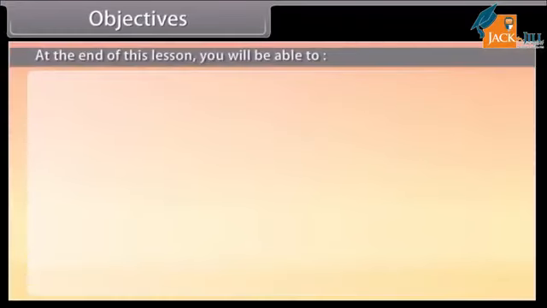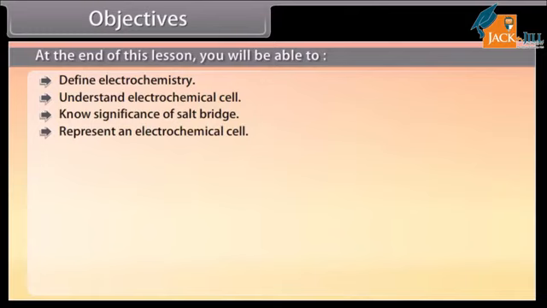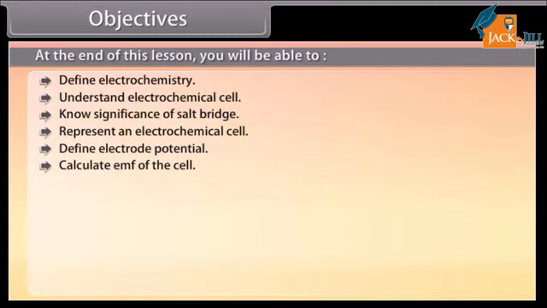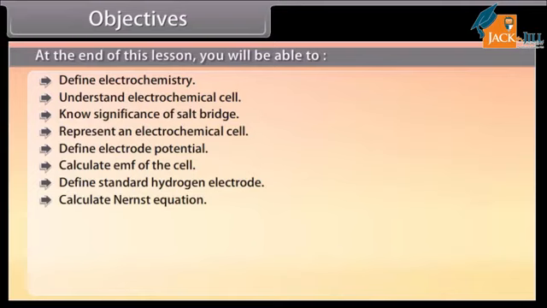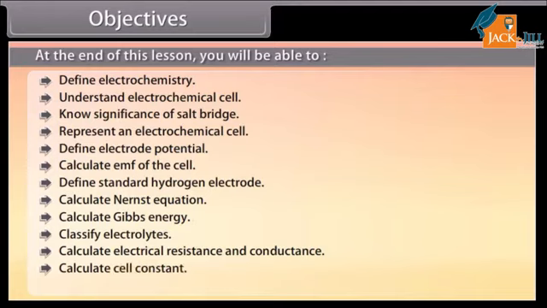Objectives. At the end of this lesson, you will be able to define electrochemistry, understand electrochemical cell, know significance of salt bridge, represent an electrochemical cell, define electrode potential, calculate EMF of the cell, define standard hydrogen electrode, calculate Nernst equation, calculate Gibbs energy, classify electrolytes, calculate electrical resistance and conductance, calculate cell constant, and explain Kohlrausch's law.